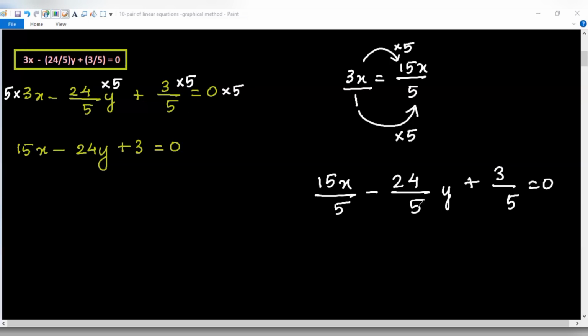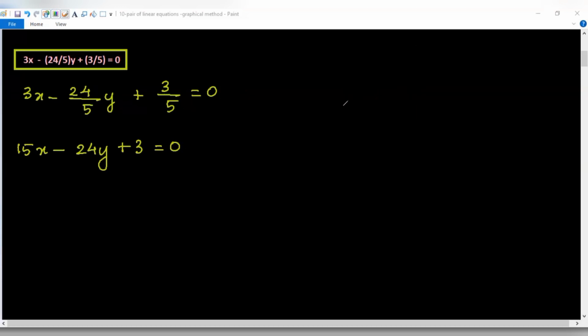See, here for each and every term we have the same denominator 5. So we can cancel that, right? And because we have 0 on the right side, that is why we are cancelling it. See, when we cancel that 5, we are getting the same equation, right? We are getting the same equation. So whatever be the method we follow, we are getting the same point. Okay, now the equation is like this.